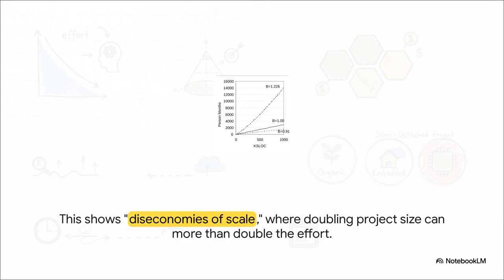And these scale factors help us model something absolutely critical called diseconomies of scale. It's a fancy term, but the idea is simple, and this graph shows it perfectly. For complex projects, if you double the size, you don't just double the effort, it can more than double. It's like building with Legos, right? Building 2 small, separate houses is easy, but trying to combine them into one giant mansion, that takes way more planning, and all the teams have to talk to each other. That communication overhead just explodes.